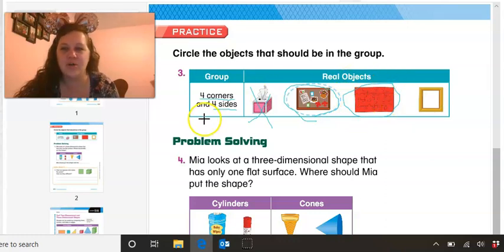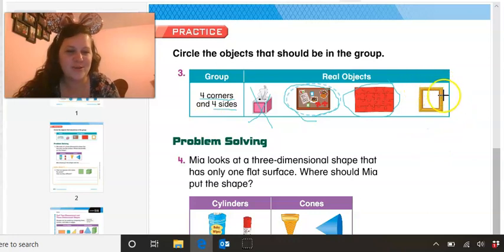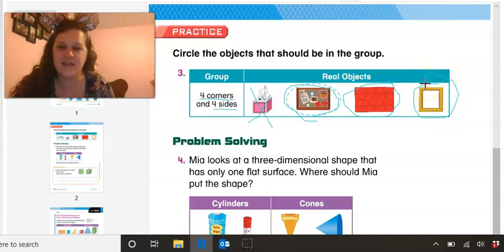It belongs in our group. This looks like a picture frame. Let's count the corners. 1, 2, 3, 4. Let's count the sides. 1, 2, 3, 4. It's good to go. It fits in our group. 4 corners and 4 sides.